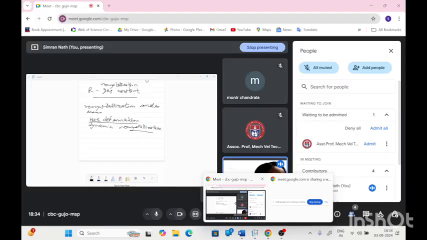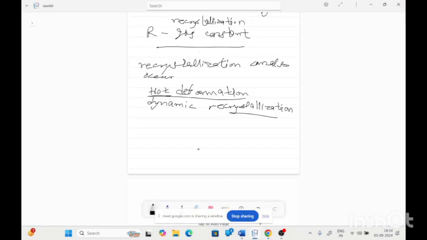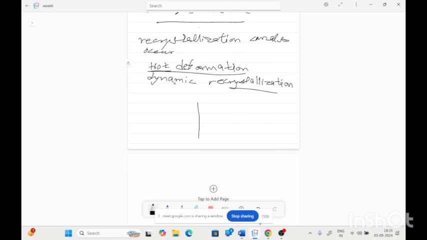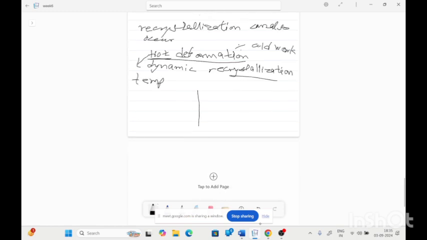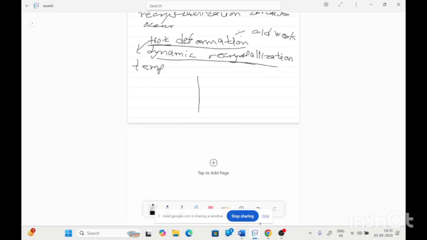In hot deformation, we have cold work, meaning percent deformation, and hot means there is temperature also. So due to the combination of high temperature and percent cold work, the recrystallization process also happens during the deformation process. That's why it's called dynamic recrystallization, meaning recrystallization is happening during the deformation.